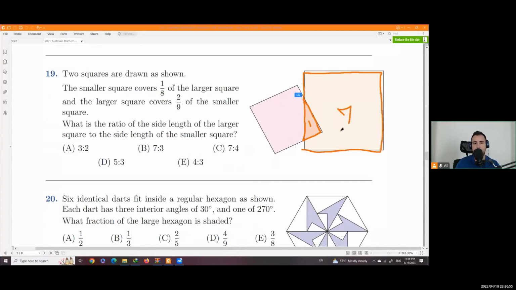Why? Because this area is for all of the larger square. So the area of the largest square will be 8, and the shared area would be 1. So that's going to be for this shape. And the larger square, the big one, covers 2/9 of the smaller one, again for the same reason. But here, we have to call this 2. So I'm going to call this 2, multiply this by 2, and then multiply this by 2 as well. So this would be 14.